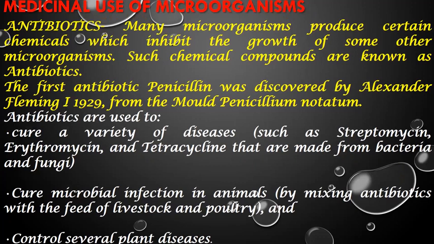Let's discuss the medicinal use of microorganisms. Here we will study about antibiotics. What are these antibiotics? Many microorganisms produce certain chemicals which inhibit the growth of some other microorganisms. Such chemical compounds are known as antibiotics. The first antibiotic, penicillin, was discovered by Alexander Fleming in 1929 from the mold called Penicillium notatum.